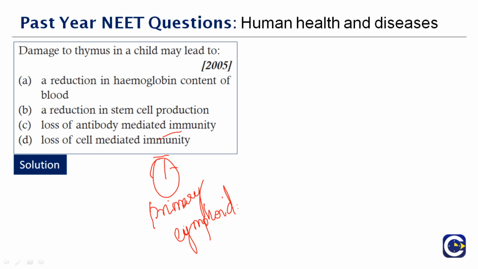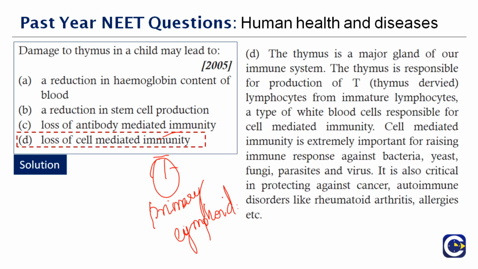Cell-mediated immunity is extremely important for raising the immune response against bacteria, yeast, fungi, parasites, and virus. It is also critical in protecting against cancer, autoimmune disorders like rheumatoid arthritis, allergies, and so on. Humoral immunity, when compared to cell-mediated, is quite less in its activity, because they talk about the natural, innate immunity you are born with. But cell-mediated immunity is very important for a person, because that is the main safeguarder of the body. Therefore, damage of the thymus in a child may lead to the loss of cell-mediated immunity.